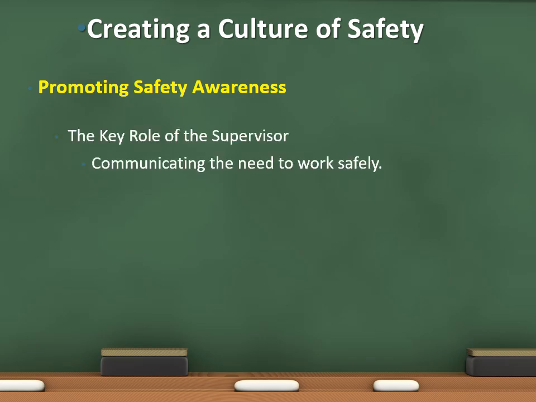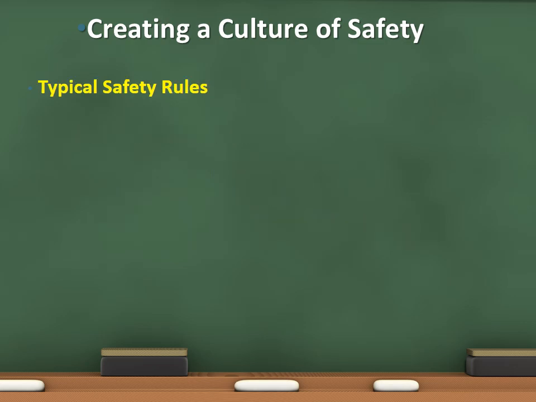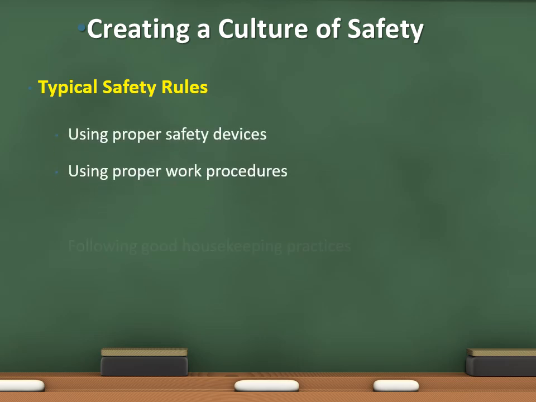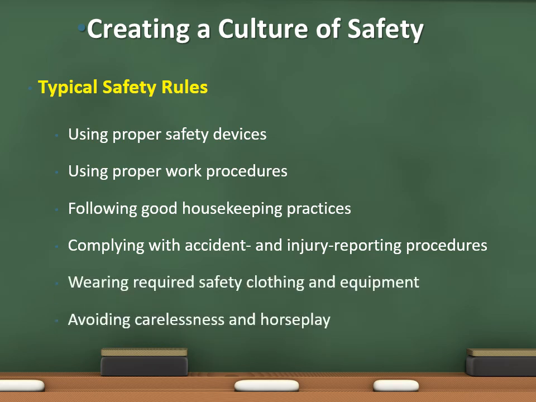Promoting safety awareness is the key role of the supervisor, communicating the need for everyone to work safely. A proactive company safety training program is a must. First aid, defensive driving, accident prevention techniques, especially hazardous materials, and emergency procedures should be part of a training document. Typical safety rules: use proper safety devices, use proper work procedures, follow good housekeeping practices, comply with accident and injury reporting procedures, and wear safety clothing and equipment. And obviously, avoid carelessness and horseplay.